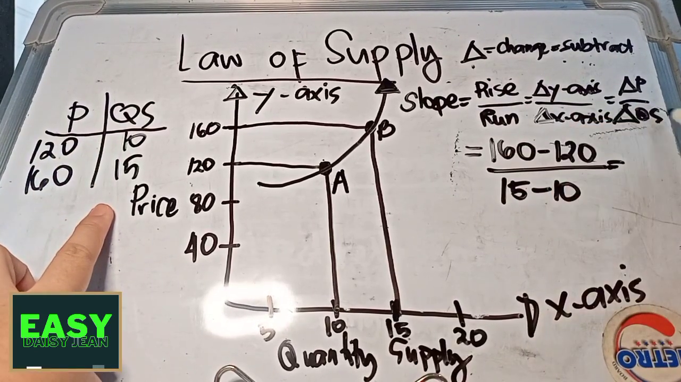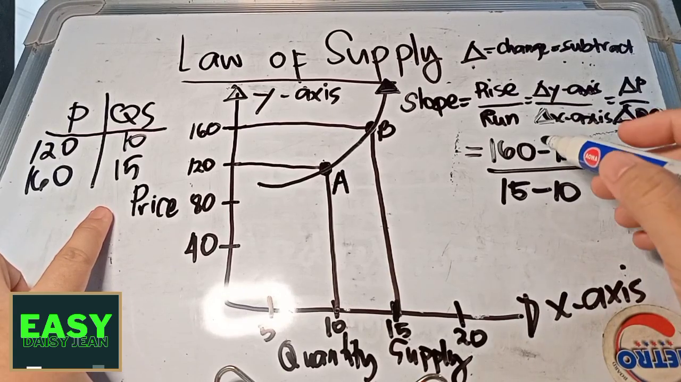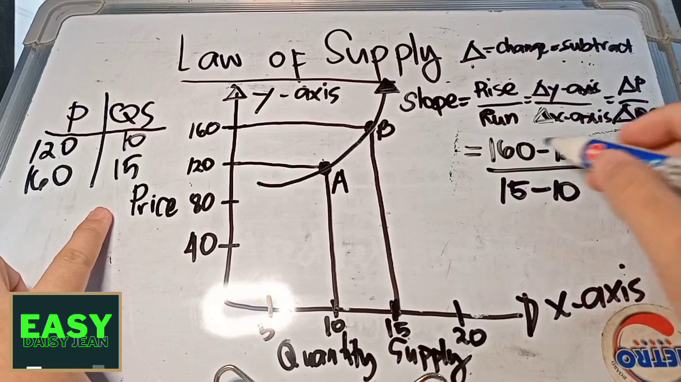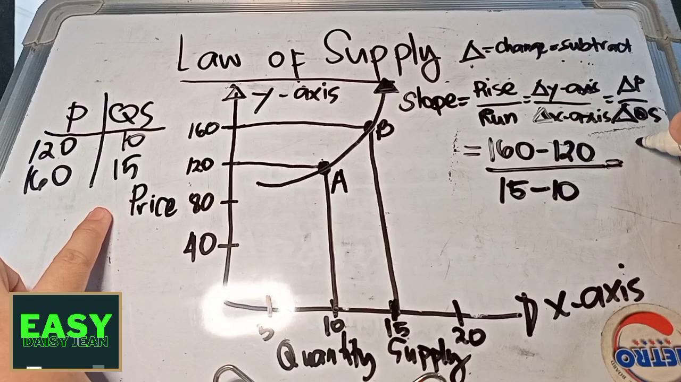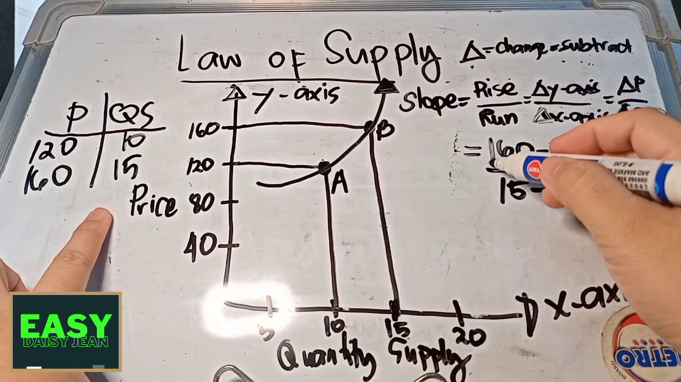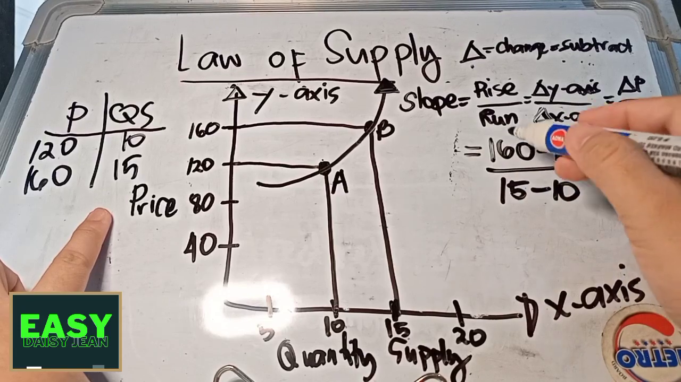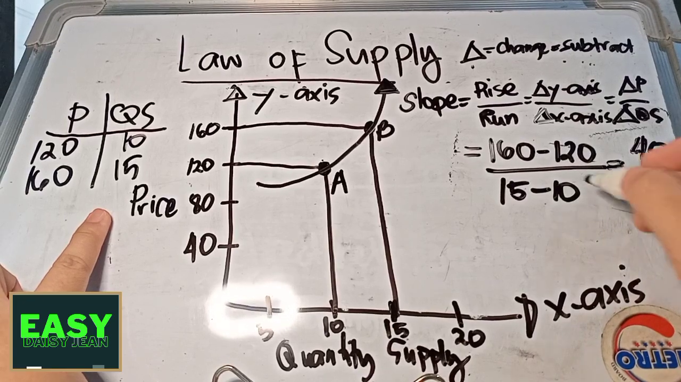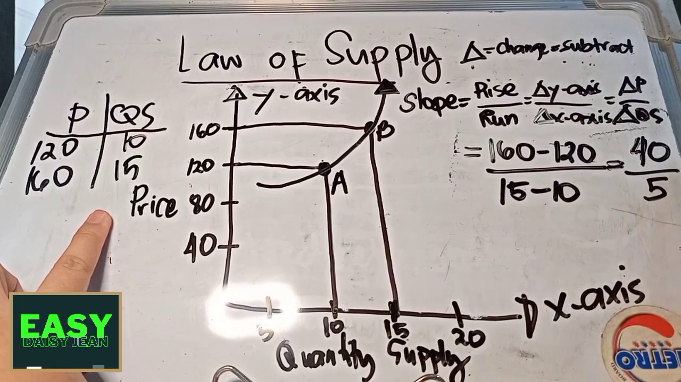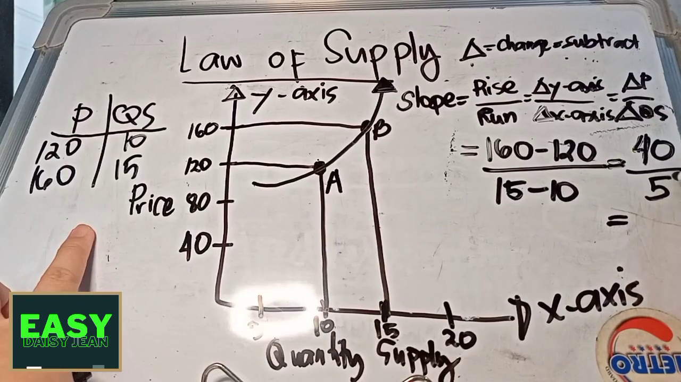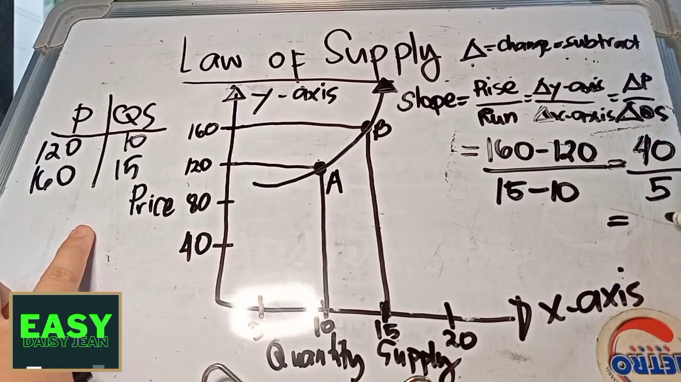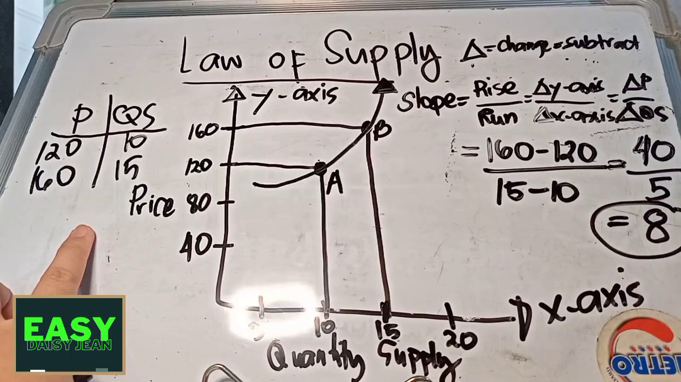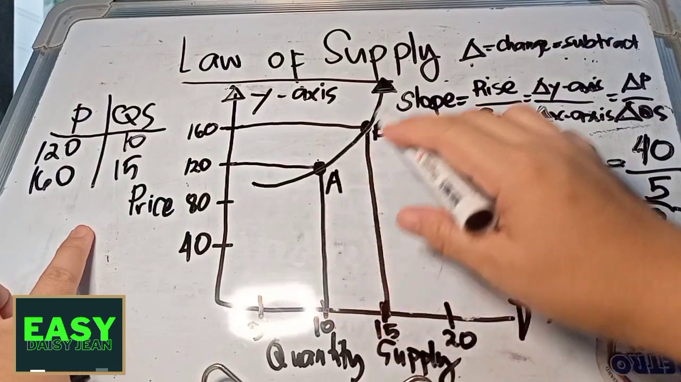So, we will go back to your general mathematics. No, the bigger the number, it will carry its sign to the equal side. So, 160 minus 120, it is positive 40. Why? 160 has a positive sign and it is the bigger number. So the equal will carry the positive sign. Divided by 15 minus 10, it's 5. So the equal of your slope, or the result of solving your slope for the law of supply, is positive 8. So as you can see, it is positive because it is upward.